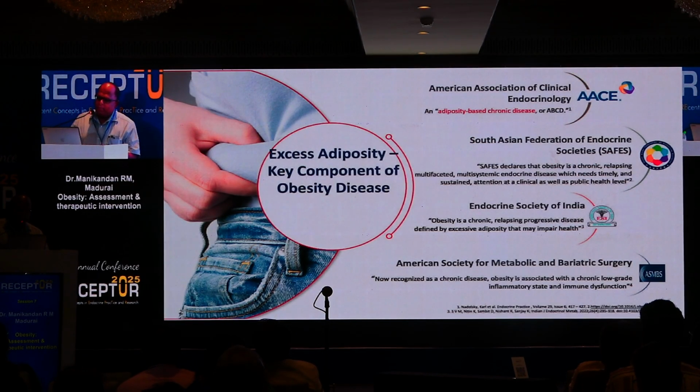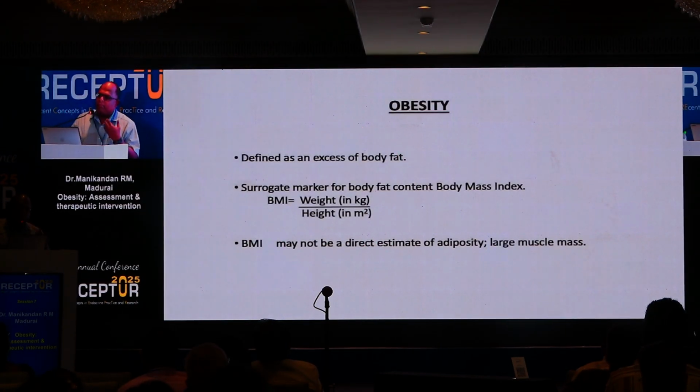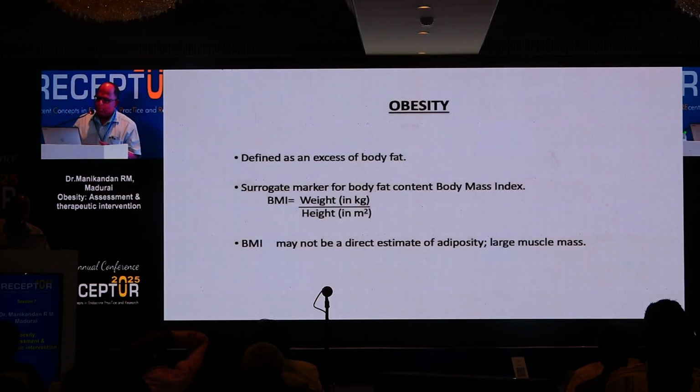So one of the ways we assess obesity is by looking at this excess adiposity. The American Association of Clinical Endocrinology now refers to obesity as an adiposity-based chronic disease rather than calling it obesity and obesity-related problems. Finding adiposity is the main way we assess obesity, and there are various ways to do this. The simplest marker for excess body fat is BMI, body mass index. The way we calculate it is to look at the weight and its ratio with height in meter square, so it's kg per meter square. It's very simple to do, and this is what we have been using as a marker for assessing obesity.